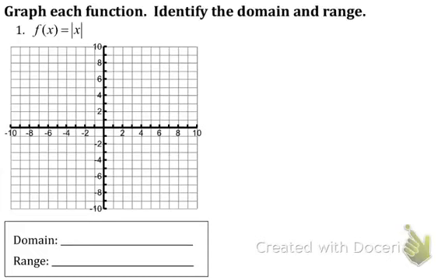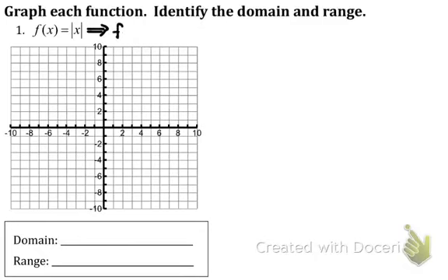So let's start with a graph. We are going to graph the absolute value function and then identify its domain and range. Our first example is the parent function f of x equals the absolute value of x. Now this one doesn't look much like our general form because there's nothing being added or subtracted inside the absolute value bars, or there isn't anything being added and subtracted on the outside.